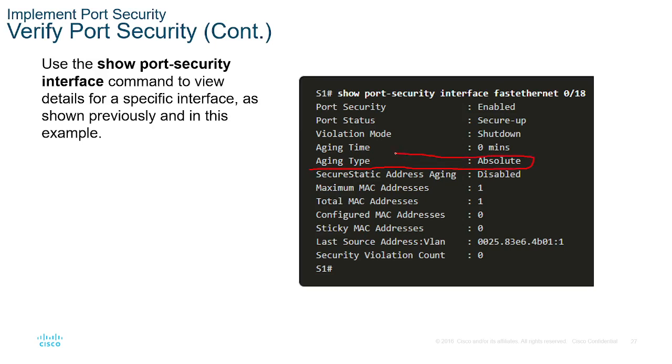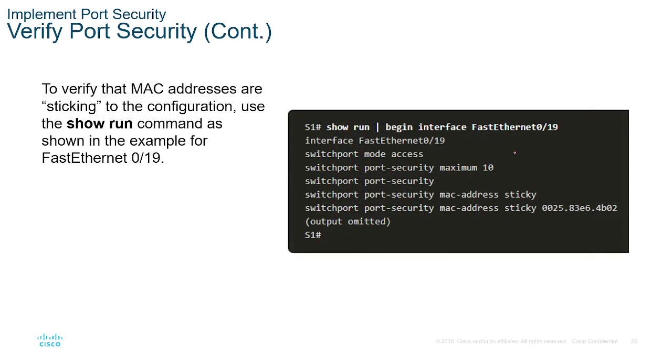It means kapag hindi siya nag-login doon sa binigay na specified time, madidelete na yung ating source address or secure address doon sa port natin. So, to verify the MAC addresses are sticking to the configuration, use the show run command as shown in the example. Ayan, show run, begin interface. Again, we're looking at the FastEthernet 0/19 interface. And makikita natin kung nakastick ba yung MAC address. So, kung wala kayong nakikitang ganito, it means hindi nag-stick yung source MAC address na linalagay natin dun sa port.